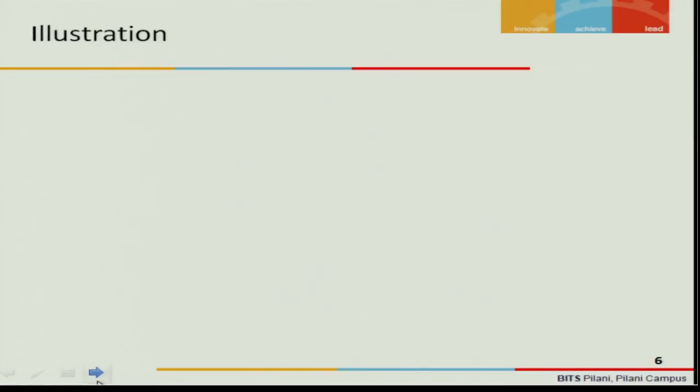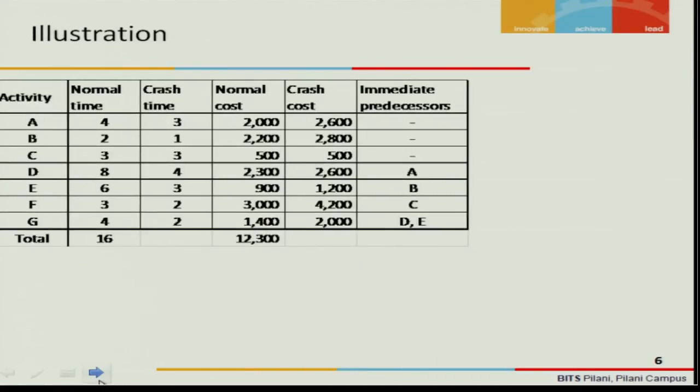Let us do it with a simple illustration. Here is the list of activities. You see there is a list of activities from A to G. The normal time is given, say these are all weeks. The normal time is given and the crash time is also given. You see, activity A can be crashed from 4 to 3. Activity B can be crashed from 2 to 1. Activity C cannot be crashed at all. It will remain at 3.